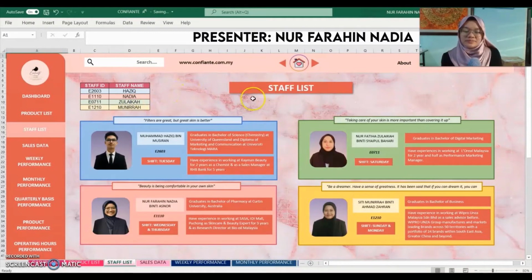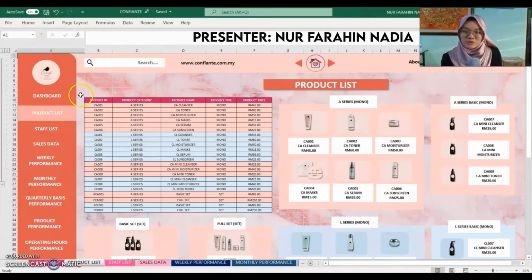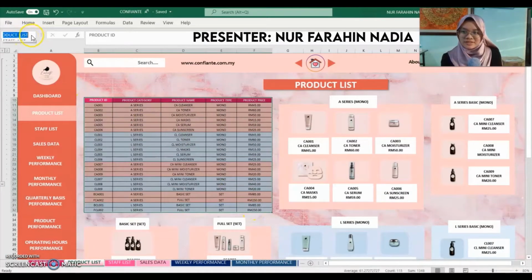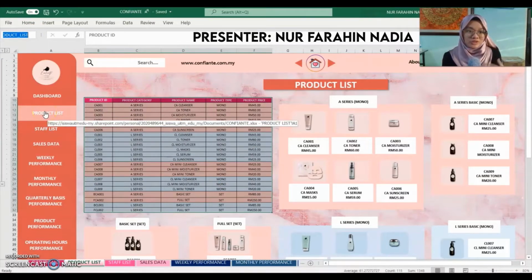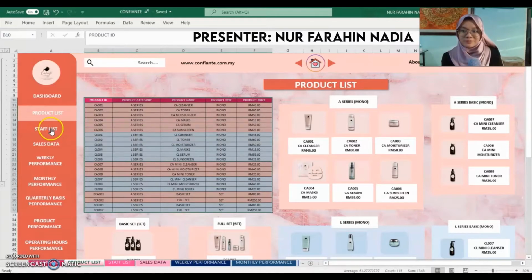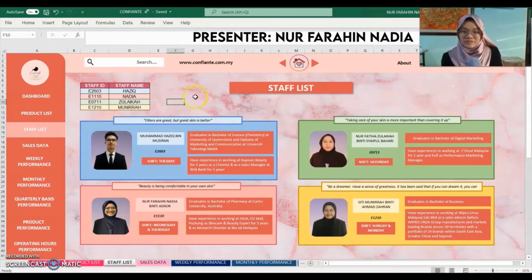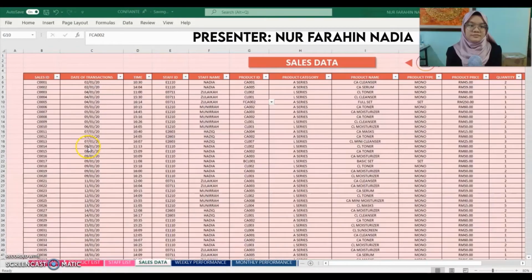Next, staff list. We have a total of 4 of us: Haziq, Nadia, Zulaika, and Munira. Each one of us has our own staff ID. We also name our table, staff list, and also the product list actually, here, which will ease us later when we want to key in a new record of data in our sales data. So back to the staff list, each of us has our own work shift. Haziq on Tuesday, Nadia on Wednesday and Thursday, Zulaika on Saturday, Munira on Sunday and Monday.